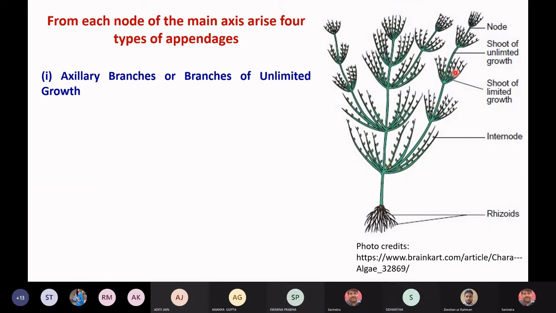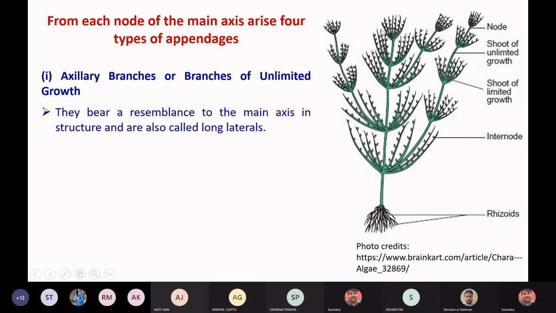Yes, sir. This one, this, and this. These are known as branch of unlimited growth. Means there is no limit. They bear a resemblance to the main axis. जो feature main axis के होते हैं, the same feature you will see in the branch of unlimited growth. Means they are divided into nodes and internodes, and their internodes' cellular arrangement is almost the same as your main axis.